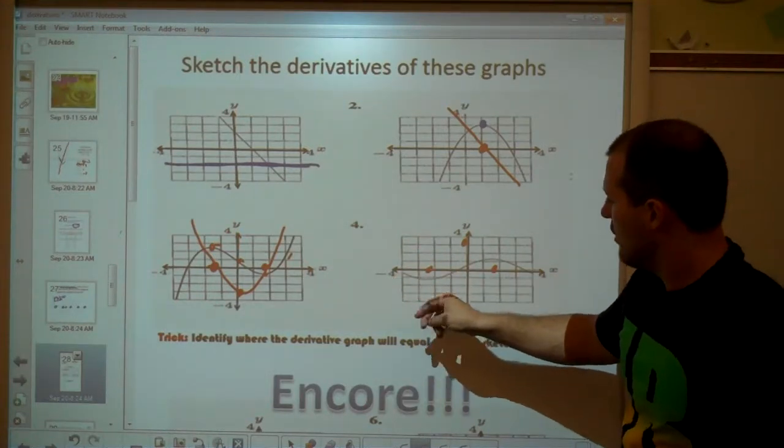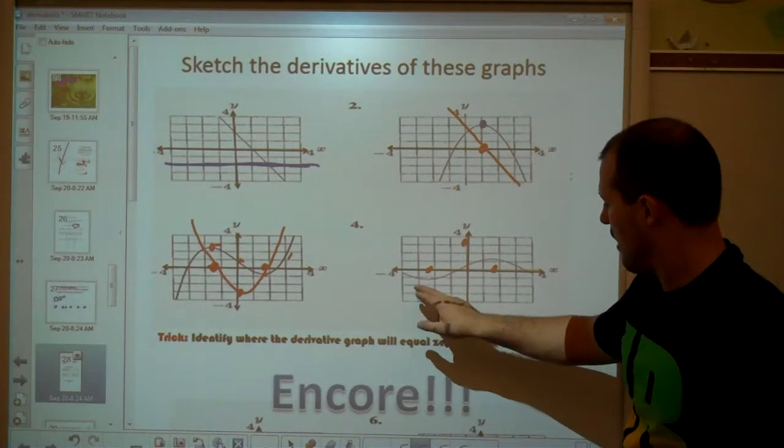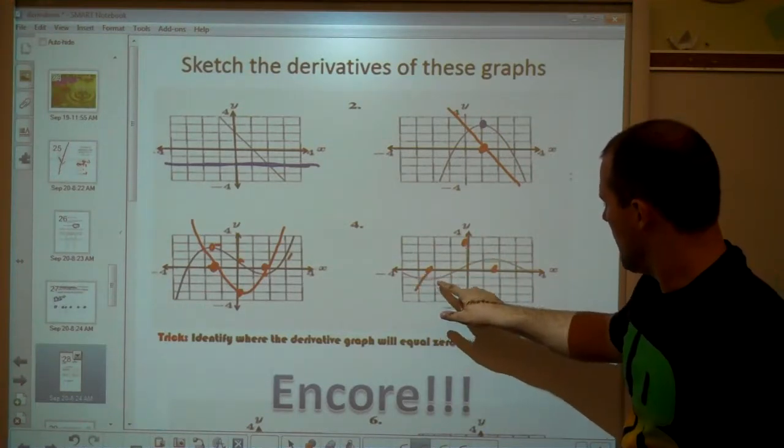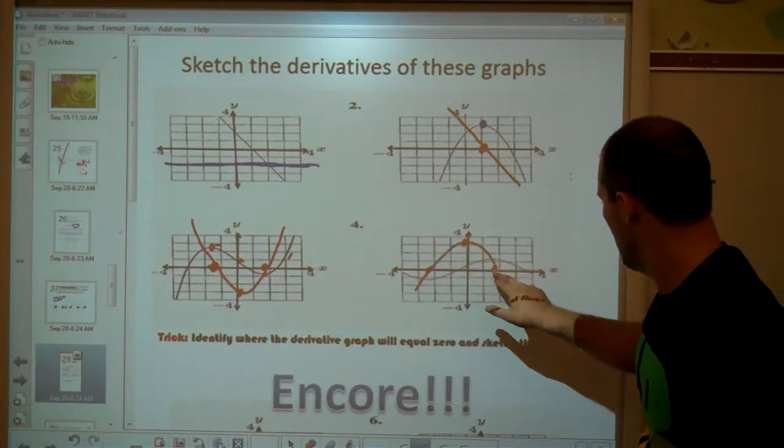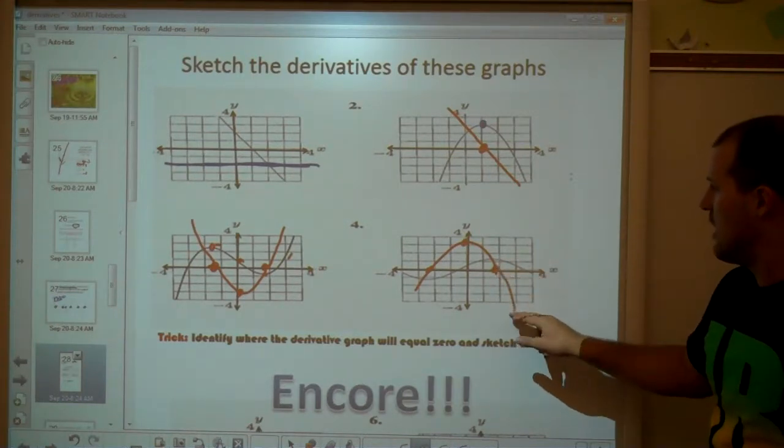Okay, on the left, looks like we are decreasing. Okay, so decreasing. Right here, we are increasing with the steepest point. Excellent. And then out here, we are decreasing again.